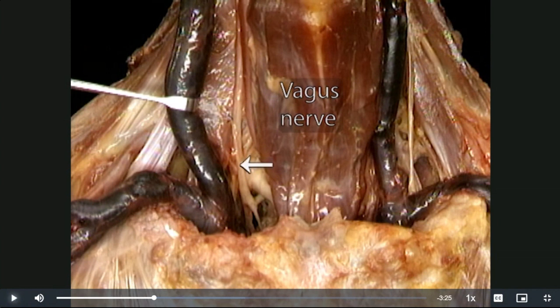So vagus nerve, you guys remember that it's a cranial nerve, right? Okay. You guys can still hear me, correct? So you guys can still hear me, right? Okay, perfect.